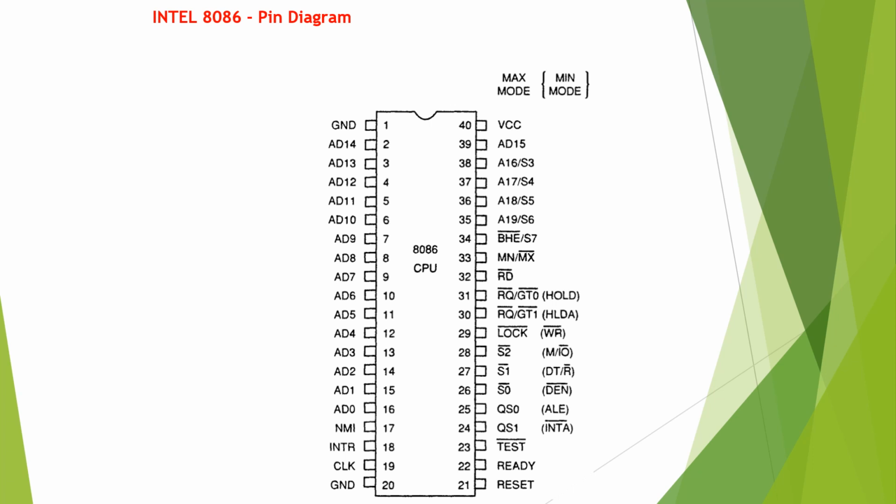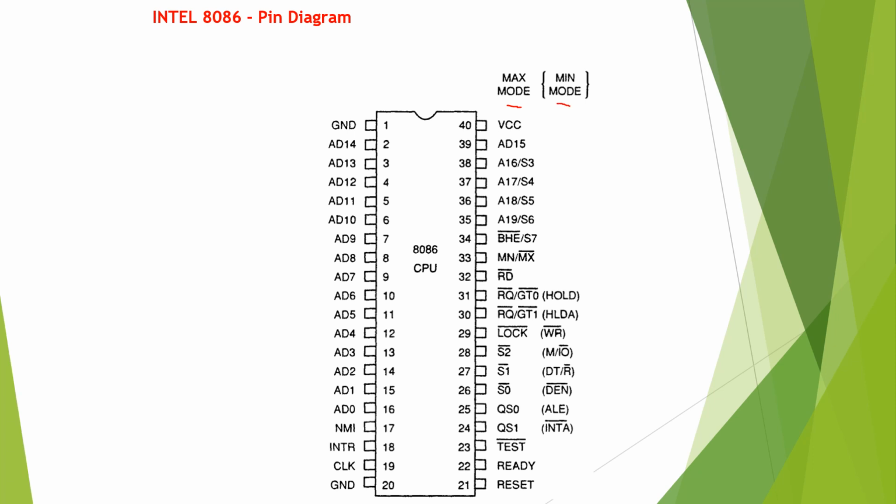We all know the Intel 8086 microprocessor has a 40-pin dual inline package. Here we can see the 40 pins of the 8086: they start from 1 and end at 20 on one side, and run from 21 to 40 on the other side. Pins 31 to 24 have two different categories of functions: one stands for the maximum mode and the other for the minimum mode of operation.